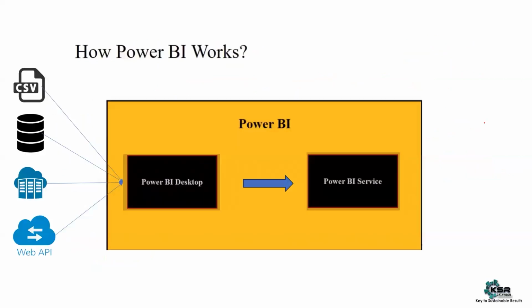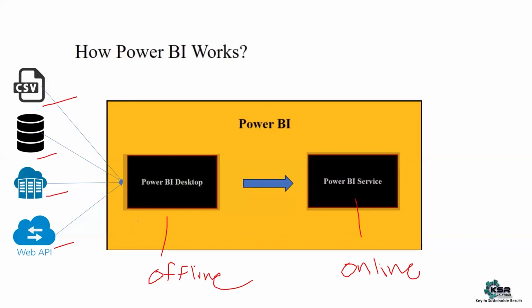Now, going further, how exactly does Power BI work? See, there are two different components in which Power BI is bifurcated. One is Power BI Desktop, which is an offline component, and one is the Power BI website, or Power BI Service, which is an online component, connected to the cloud. Whenever data is available from multiple data sources, this is source one, source two, source three, source four, you can connect all this data to Power BI Desktop. You can create your report.